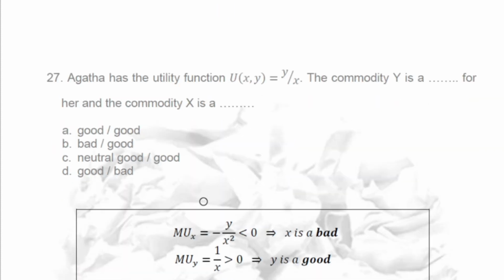I made you here the marginal utilities, so it's more correct, but I wanted you to learn how to do it just by analyzing where y and x are in the function. So we said that x is a bad and y is a good, so it should be D. Y is a good, x is a bad. Yeah, perfect.